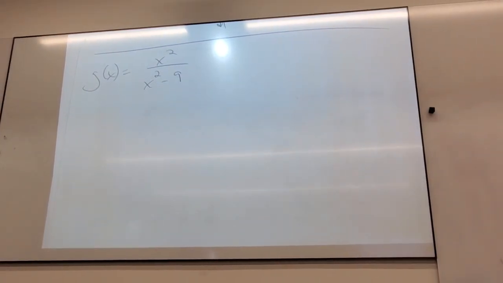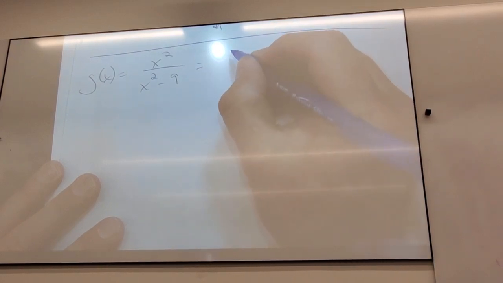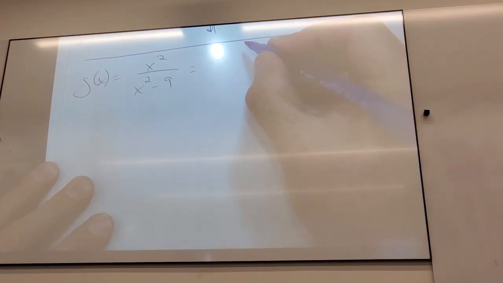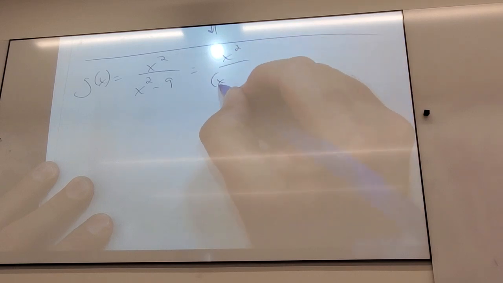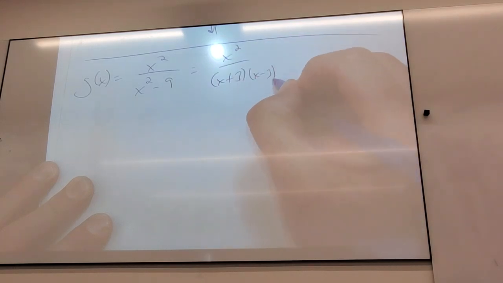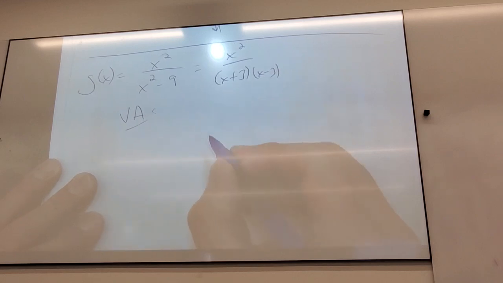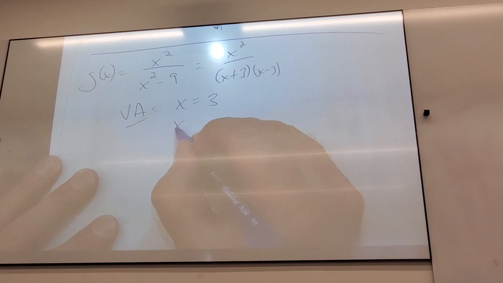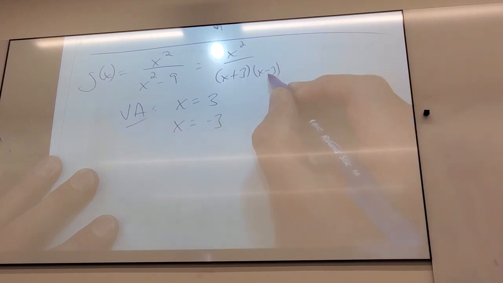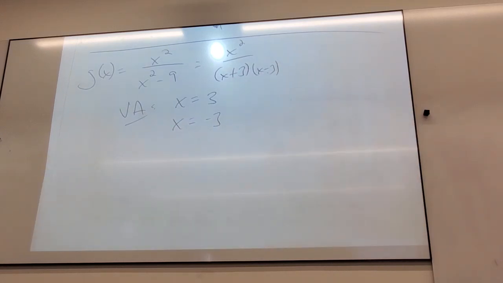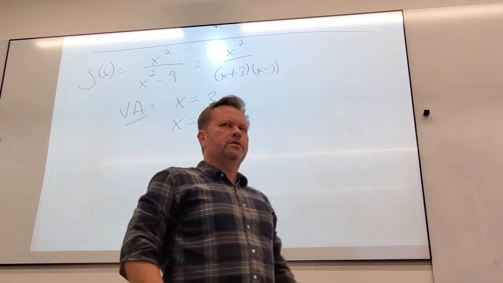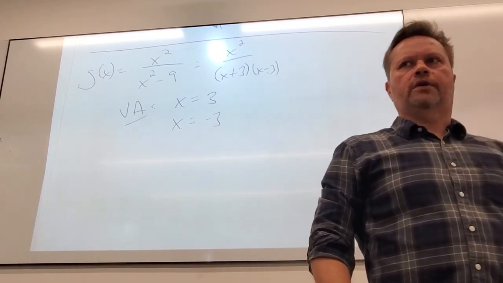All right, guys. What do I have to do to figure out the two vertical asymptotes? Factor the bottom. So I'll assume you guys know how to do that. So what are my vertical asymptotes? X equals positive 3 and negative 3. So I've got two walls, correct? Then my question is, where's the horizontal asymptote, or is there a horizontal asymptote?